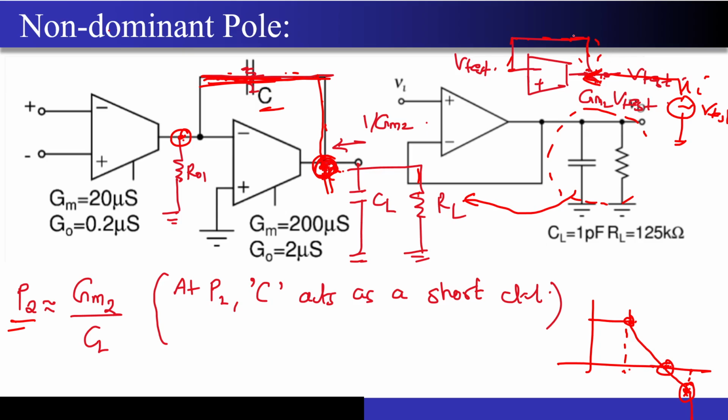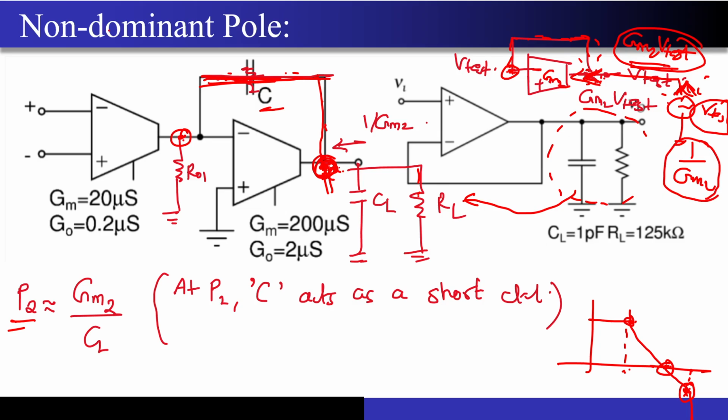Now if I apply a Vtest over here, the same Vtest is going to come at this particular point. Now that Vtest will generate a current of Gm2 times Vtest. And the same current is going to flow through this particular voltage source as well, in this particular direction, because remember the Vtest is coming at this negative terminal. So the total current that is flowing is basically Gm2 times Vtest. The voltage I have applied is Vtest. So if I divide both of them, the impedance is nothing but 1 by Gm2. So the total resistance at this node will be nothing but 1 upon Gm2 times parallel RL.